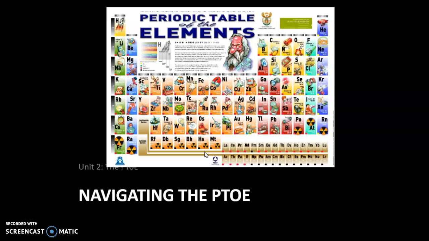We are going to start learning about Unit 2 from today, and Unit 2 talks about the periodic table of elements. So today we are just going to understand the periodic table and reading it. So today's class lesson is to navigate the periodic table of elements.